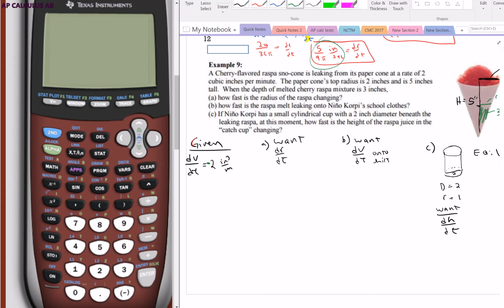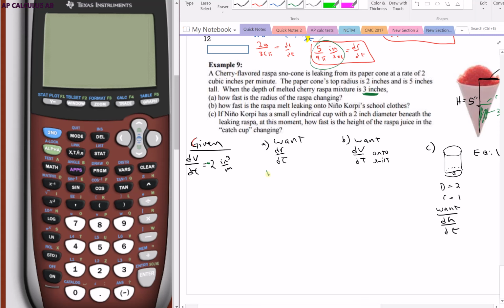And they give us the top radius is 2 and the height is 5 of the cone itself. All this stuff should be figured out when the depth is 3, right? So for part A, it's asking how fast is the radius of the raspa changing? So they want dr dt.